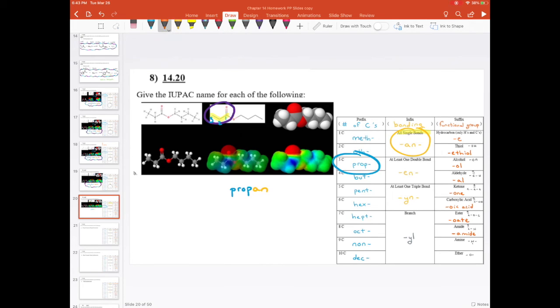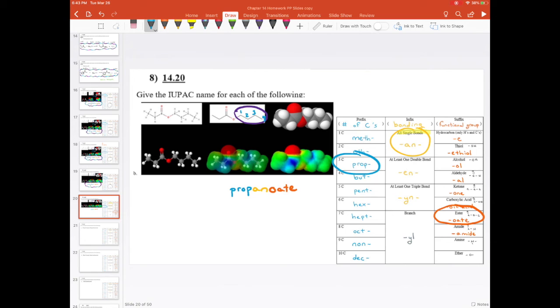And because we have a carbon double bonded to oxygen, single bonded to oxygen, single bonded to another carbon, we have an ester, and the suffix will be -oate. So propanoate would be the name for that backbone. We have another carbon chain that doesn't have a double bond, and this is going to be named as a branch.